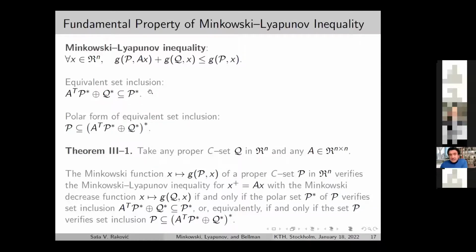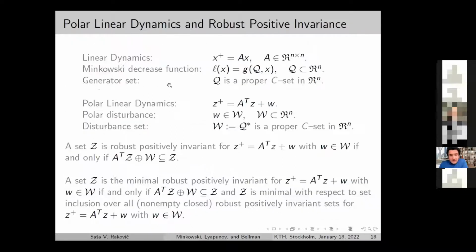So that means that essentially the stability of this normal dynamics actually gets linked to the robust positive invariance of these polar dynamics that we have introduced. We will quantify that. Now, the second thing I want you to keep in mind is, when do we say that the set is the minimal robust positive invariance set?